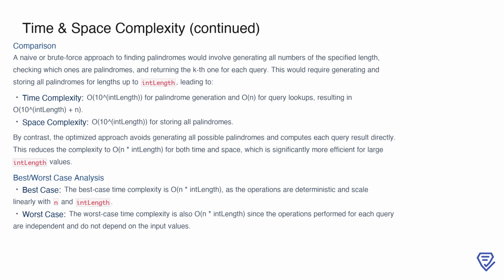In contrast, the optimized approach only computes the necessary results for each query on the fly, without pre-computing or storing all palindromes. This reduces both time and space complexity to O(n × int_length), which is significantly better for large values of int_length. In terms of best and worst cases, the time complexity remains O(n × int_length), because each query is processed independently and the operations do not vary based on the input values.